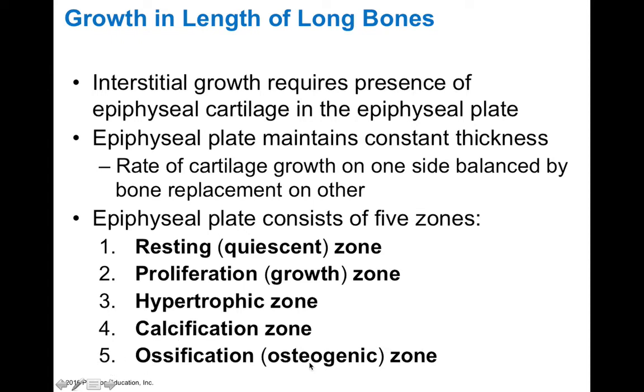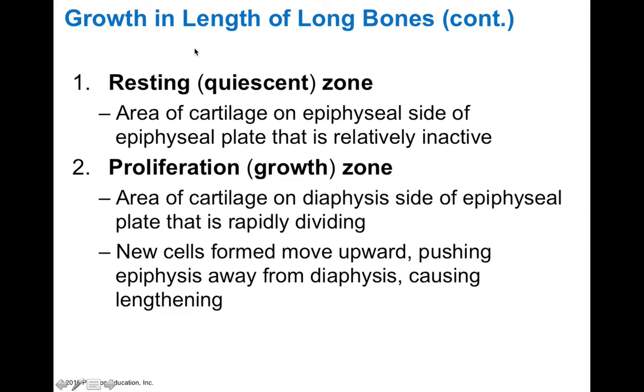And then we have the ossification zone, also called the osteogenic zone, where that dead calcified cartilage is then converted to bony tissue. Now, the resting zone here is an area of cartilage on the epiphyseal side of the plate that's relatively inactive. And nearby we have the proliferating zone. That's on the diaphysis side of the epiphyseal plate, and it consists of chondroblasts that are rapidly dividing.